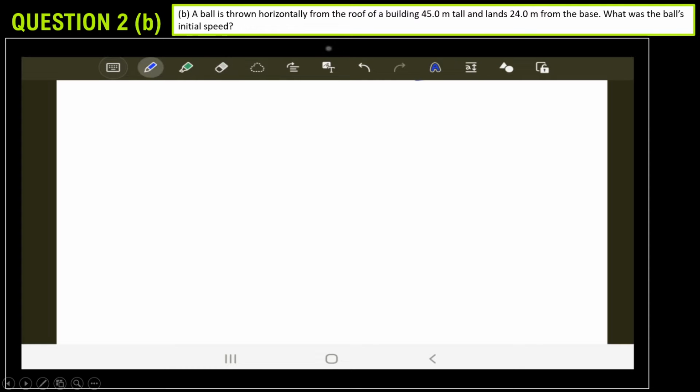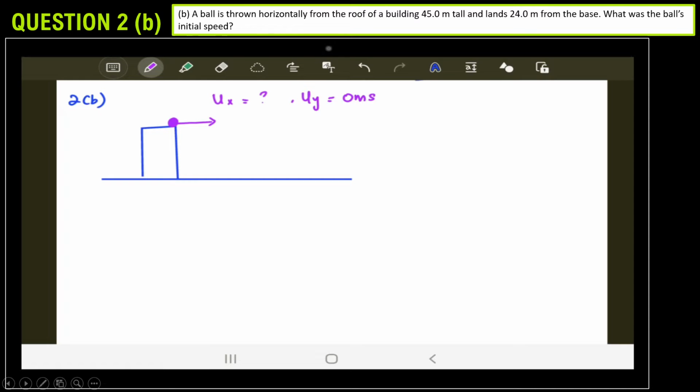So let's say this is the ground, and I have a building here. We have a ball thrown horizontally, so in this direction, we do have Ux, tapi kita tak tahu berapa, and Uy automatically is equal to 0. And it's given that the height of the building is 45 meter.